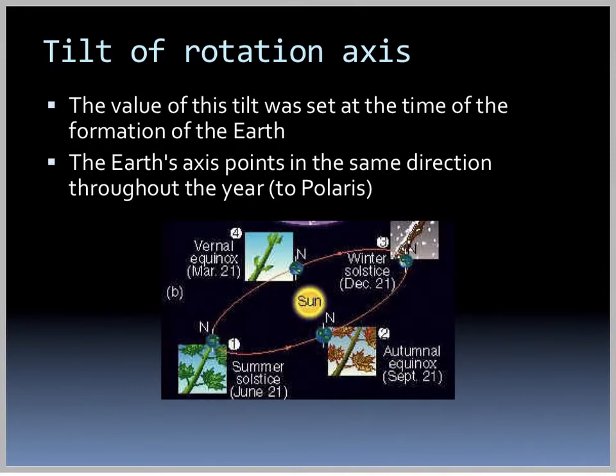The value of this tilt was set at the time of the formation of the Earth. The Earth's axis points in the same direction throughout the year. It points towards Polaris. So as it goes around, sometimes it'll be pointing towards the Sun, sometimes pointing away. And that means we're going to get more or less sun in different latitudes, and we get our seasons.